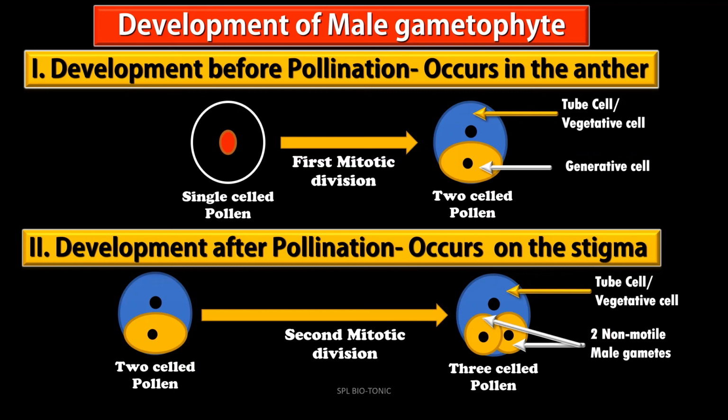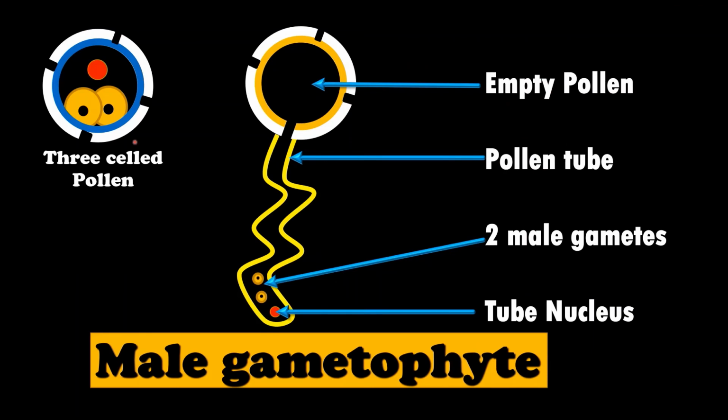During favorable conditions, the intine comes out through the germ pore to form the pollen tube. The cytoplasm of the tube cell along with the nucleus is also pushed into the pollen tube. Thus, by the end of pollen germination, the male gametophyte is formed. This male gametophyte consists of the empty pollen, pollen tube, 2 male gametes and tube nucleus.